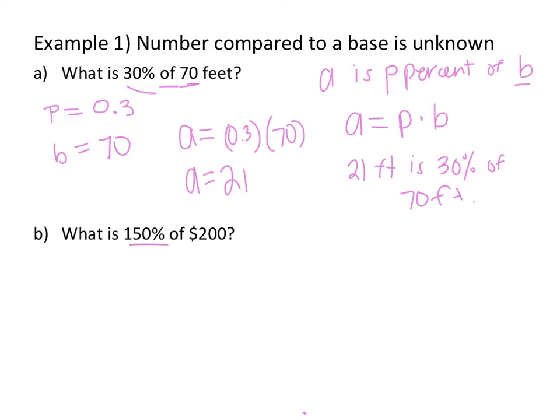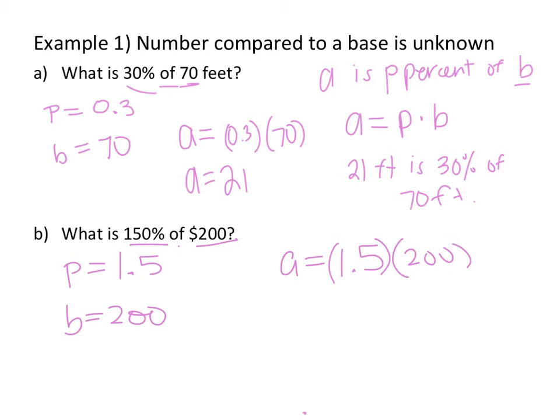Okay, now what is 150% of 200? So again, my percent's already very easily recognizable. P is equal to 1.5, right? Moving it 2 times to the left, I end up with 1.5. Of 200, I already see that of, that's my base. So what is 150% of 200? So again, my number that's being compared is unknown. So I'm going to say my A is equal to 1.5 times 200. Again, you can use your calculator or you can just do it in your head. Okay, 1.5 times 200 is 300.